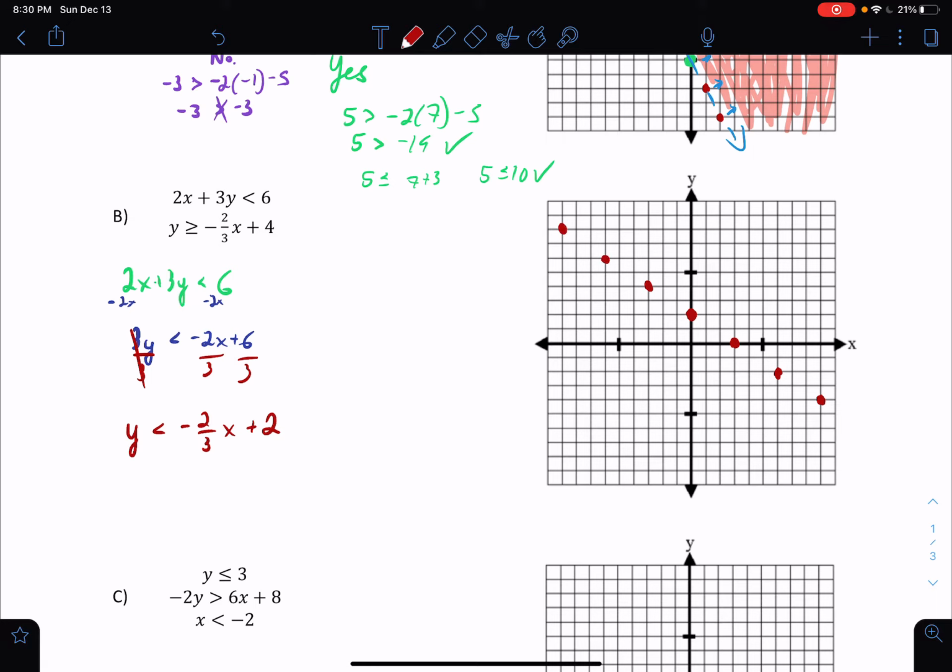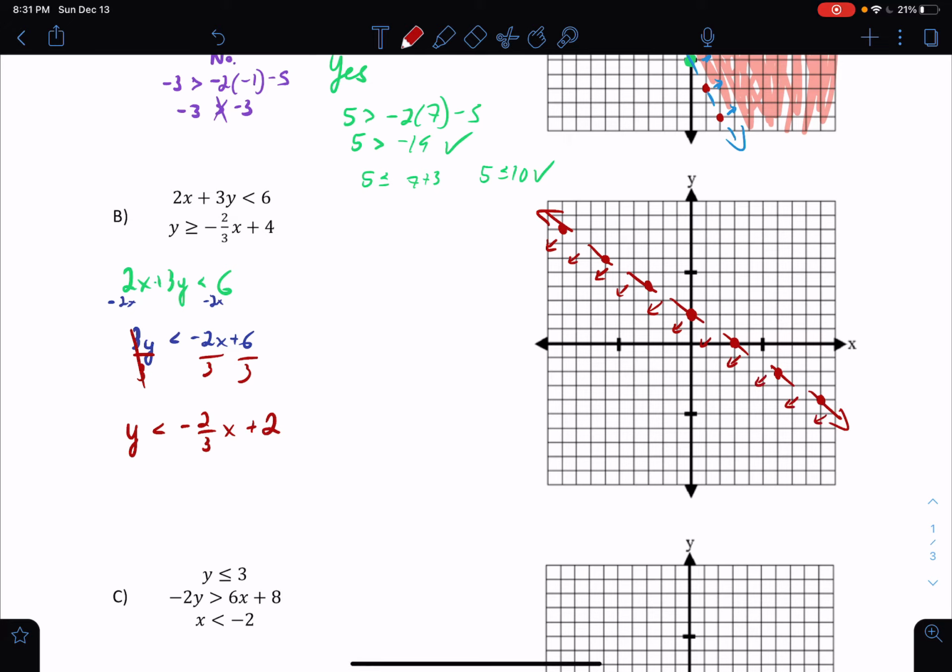My boundary line is dashed because I do not have equality here. So I got a dashed line. And since y is less than, I shade below. So I'm just going to put these arrows for right now because that way I know that I'm going to shade below once I have my overlapping region.